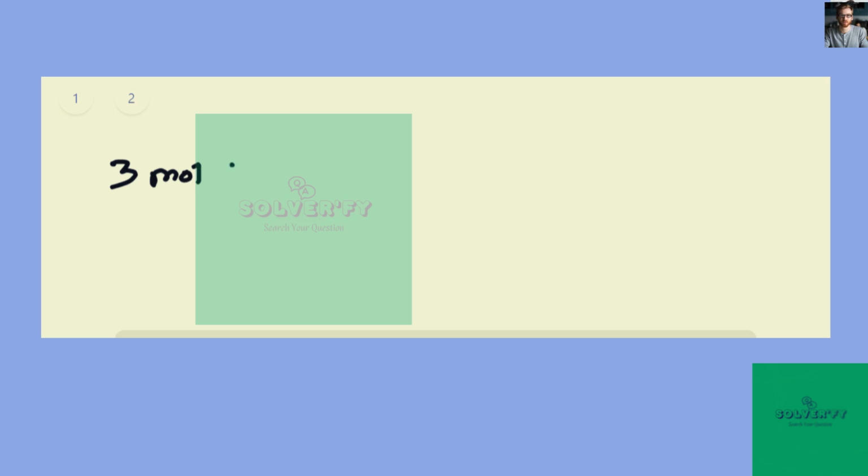So we can write 3 mole H2SO4 will produce 1 mole of calcium sulfate, or not aluminum, so not calcium sulfate, it's aluminum sulfate, Al2(SO4)3.